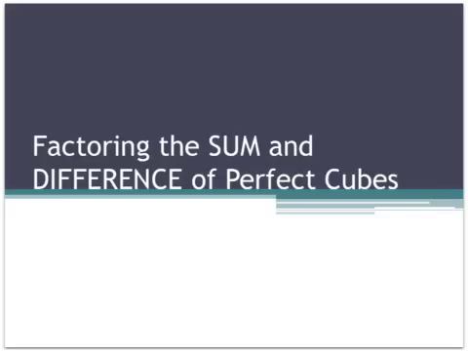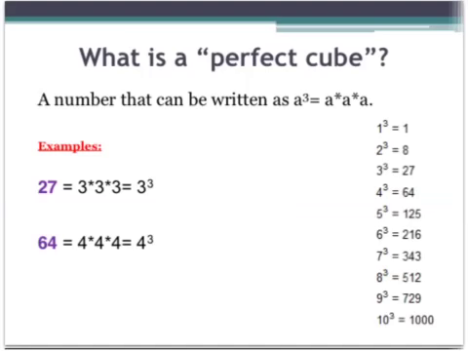Alright, so we've previously looked at how to factor the difference of perfect squares, but now we're going to look at factoring the sum and difference of perfect cubes. So we're going to talk about what a cube is again, just to refresh our memory, and then I'm going to show you the formula, I guess you could say, for the sum and difference of perfect cubes. So what exactly is a perfect cube?